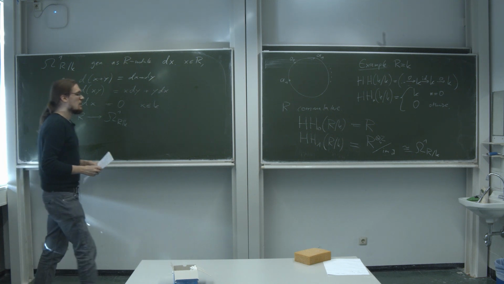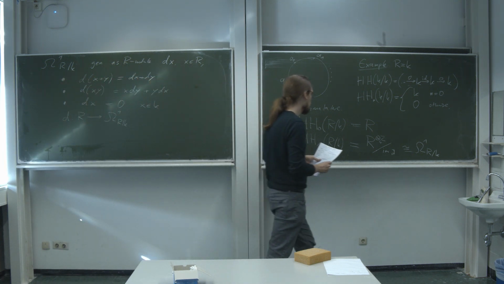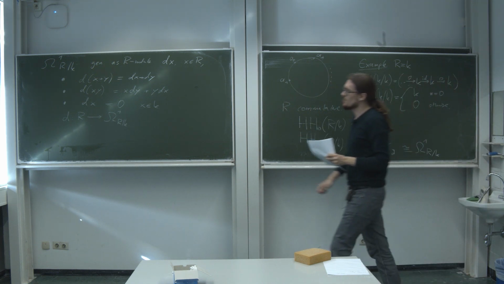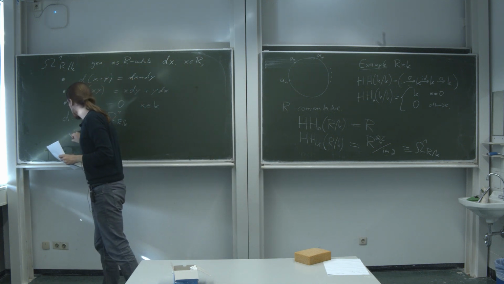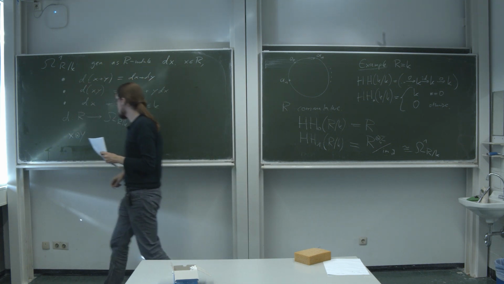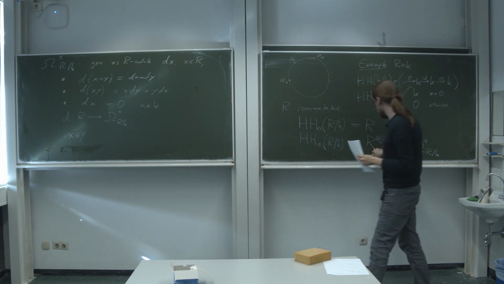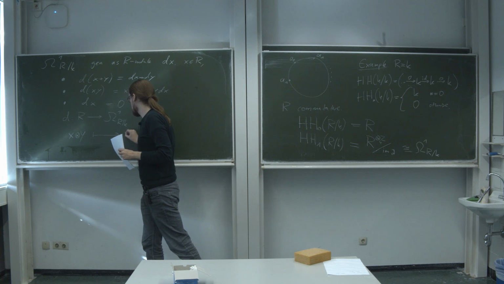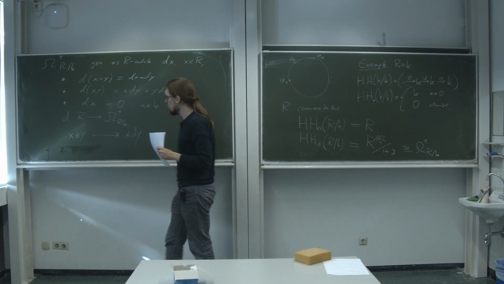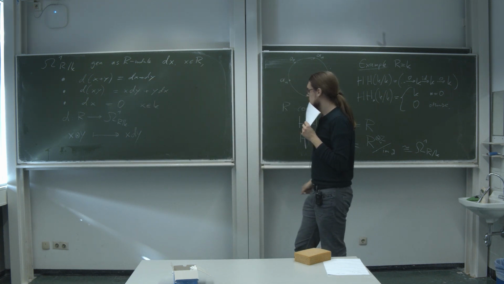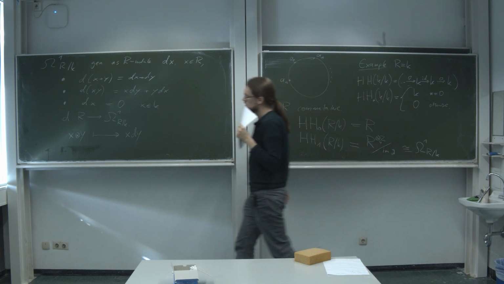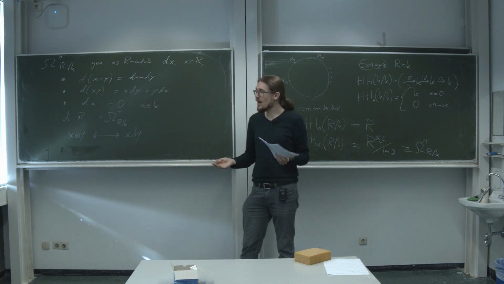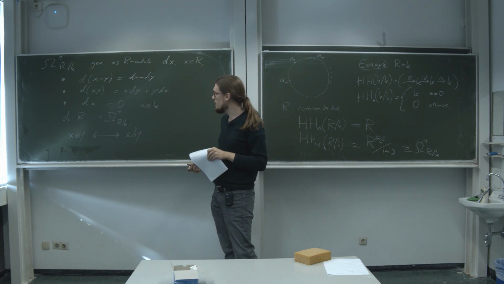Right. And so what should this map look like? Well, I'm claiming it sends an element of the form x tensor y here to x dy. And the inverse sends an element of the form x dy to this element x tensor y.